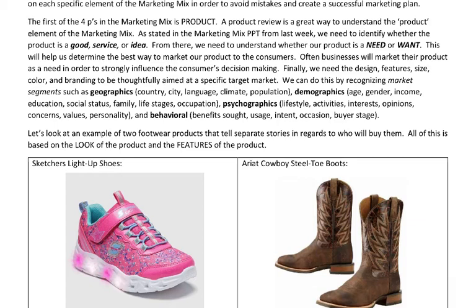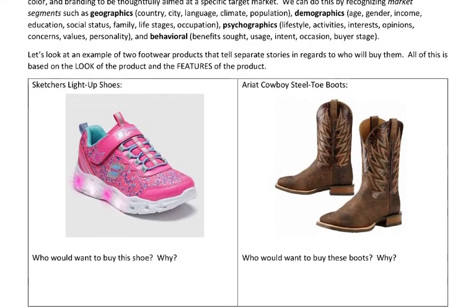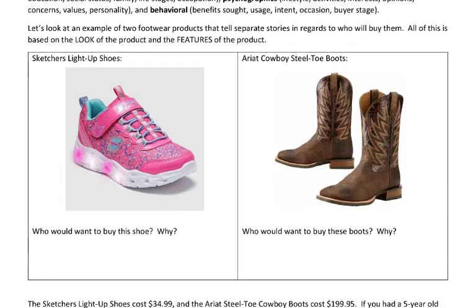Okay, let's look at an example of 2 footwear products that tell separate stories in regards to who will buy them. All of this is based on the look of the product and the features of the product. So we got a pair of Skechers light up shoes and Ariat Cowboy steel toe boots. Okay, so the question I ask is who would want to buy the shoe on the left and who would want to buy the boots on the right. Okay, we don't need to sit here and answer that question. I think you guys have a pretty good idea, right?